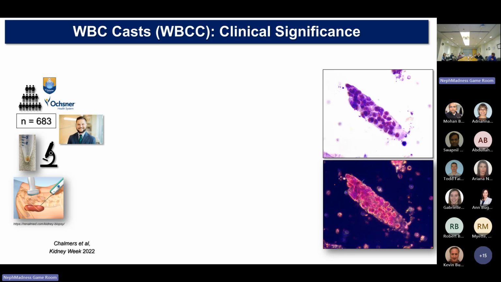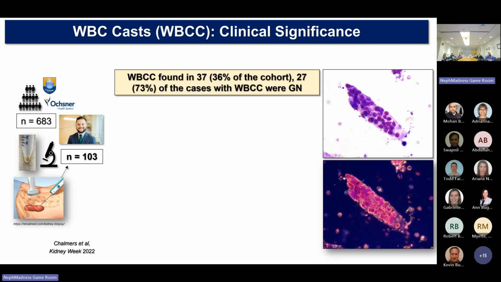So we conducted our study for this. Dustin Chalmers was the leading investigator as well. 683 patients went into this analysis. Out of those 683, 103 had a kidney biopsy diagnosis. So the first observation is that WBC casts were found in 36% of the patients in this cohort. And again, you may think that's a pretty high number, but these are patients that we ended up doing a kidney biopsy on. So clearly the enrichment with GNs is there.